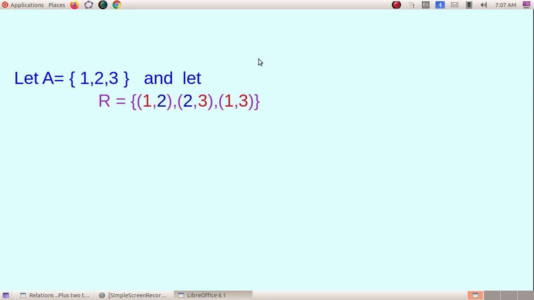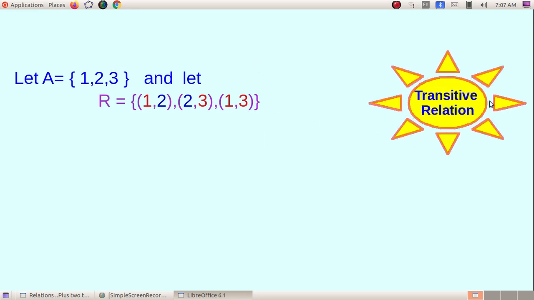These types of relations are called transitive relations. This is the third type of relation, the transitive relation. (A, B) belongs to R, (B, C) belongs to R, then (A, C) belongs to R. When we say that a relation is transitive, for any two ordered pairs (a, b) and (b, c) belonging to R, then (a, c) must belong to R. Those types of relations are called transitive relations.